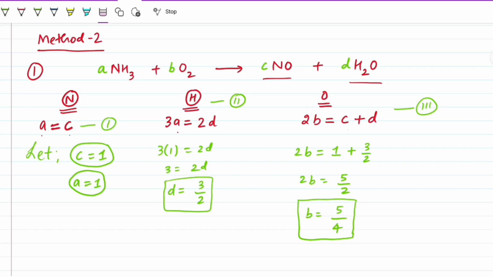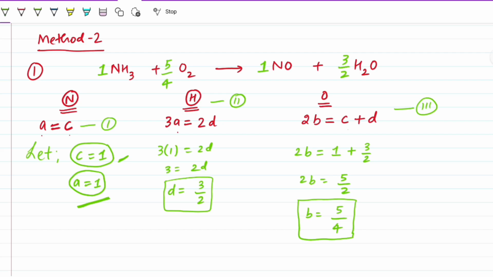Now remove these letters in the parent equation: A removed, B removed, C removed and D removed, and put in the values we have. In place of A, I have written 1. In place of C, I have written 1. B is 5 by 4, and D was 3 by 2. So this is the balanced equation.